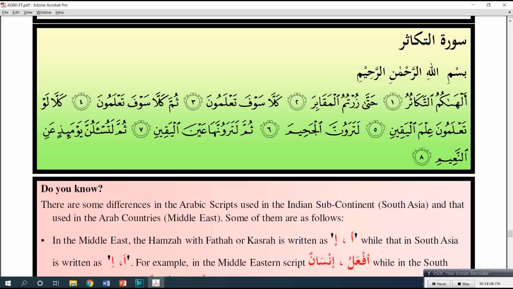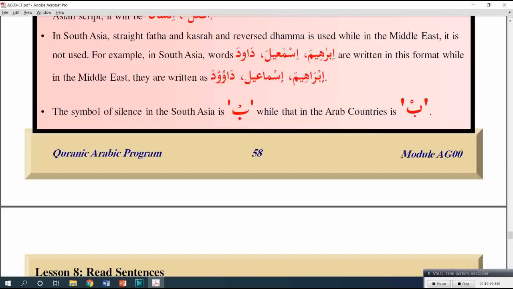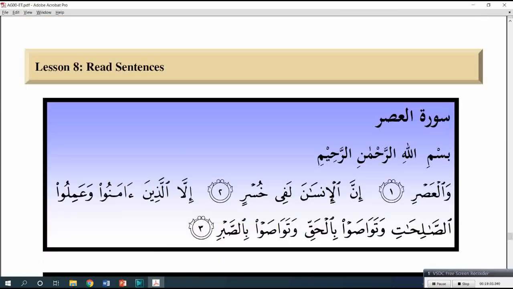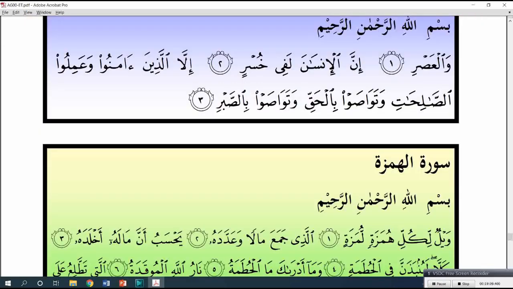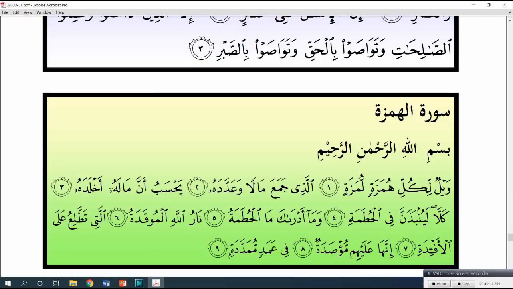Then you can see Surah Al-Asr. Bismillah ar-Rahman ar-Rahim. Wal asr innal insana lafi khusr. Surah Al-Humazah. Bismillah ar-Rahman ar-Rahim. Wailul likulli humazatil lumazah.